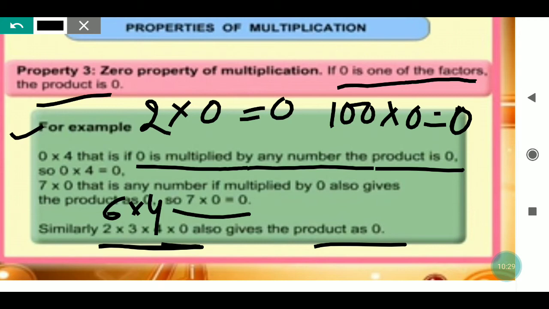24. You will get 24 only. You can read the table, my dear. 6 1s are 6, 6 2s are 12, 6 3s are 18, 6 4s are 24. So 24. What will you get after that? Okay, 6 into 4 is 24. 24 into 0, my dear, will be 0.